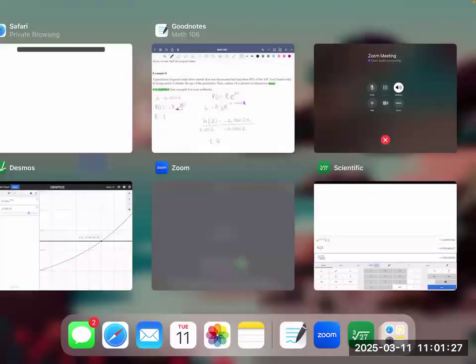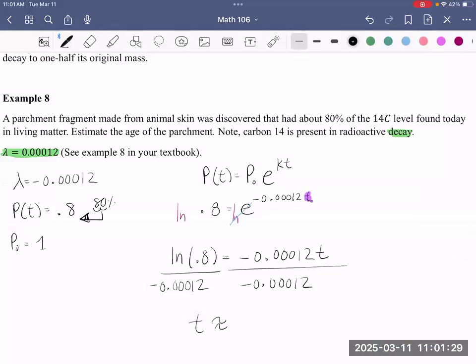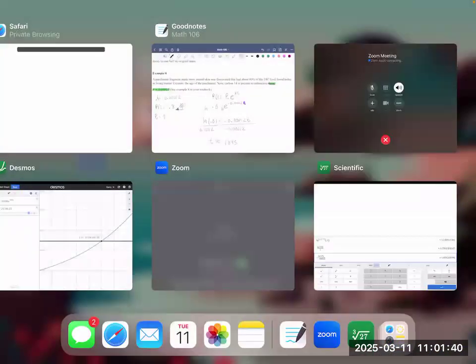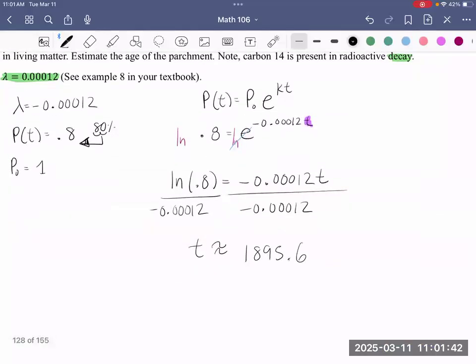So it's going to be about 1,896 years old.